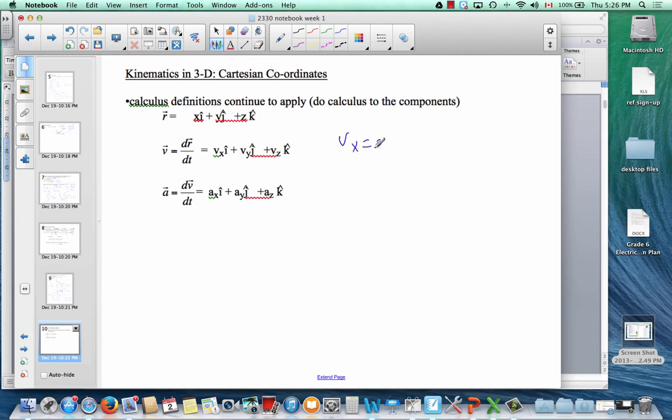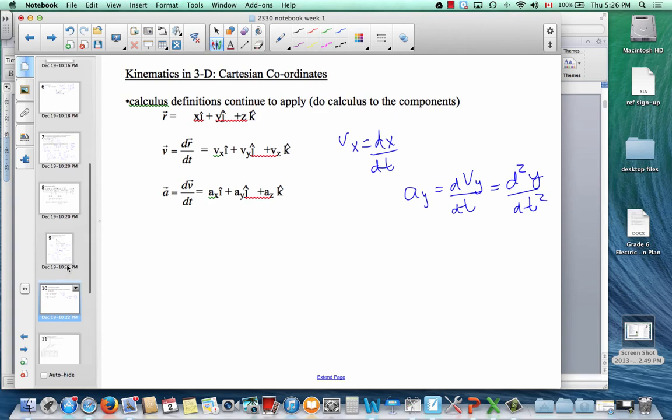So the x velocity will be just the derivative of the x position, and so on. Say the y acceleration is just going to be the derivative of the y velocity, which is going to end up being the second derivative of the y position. So component-wise calculus works, is the basic message.